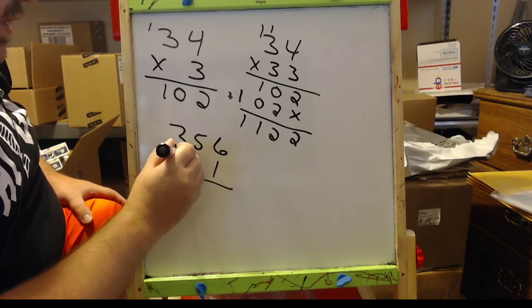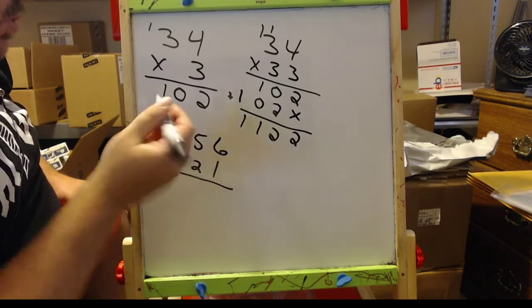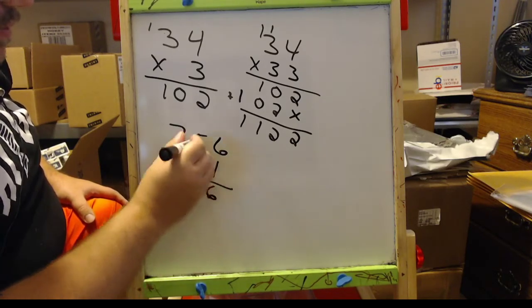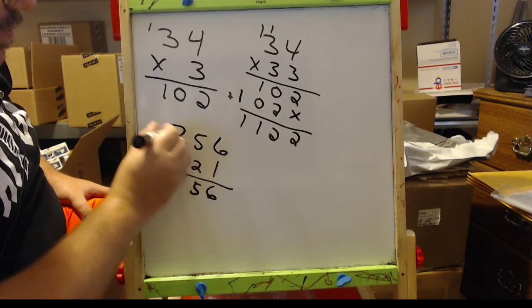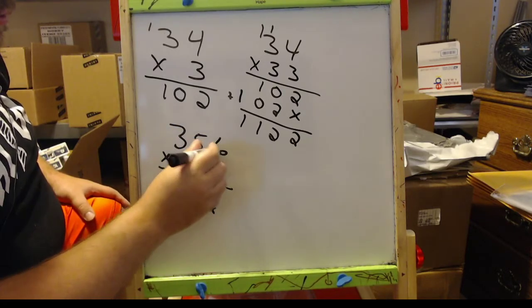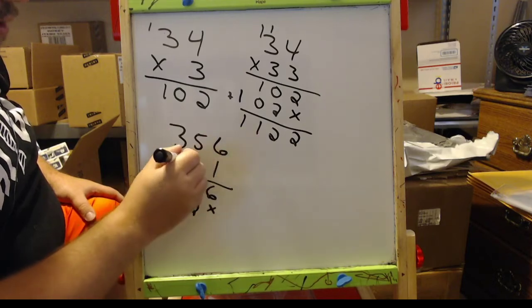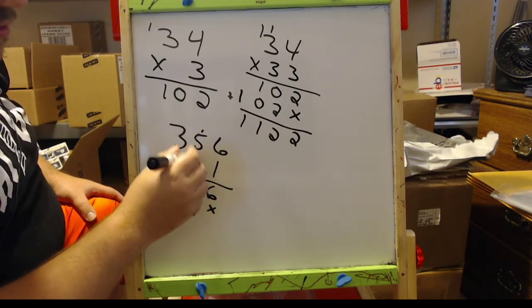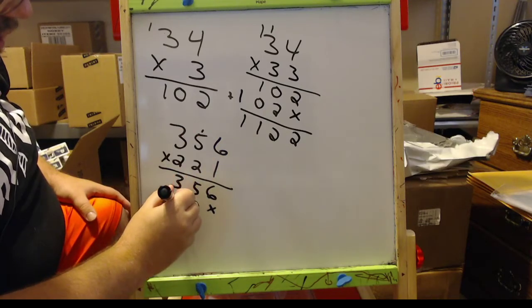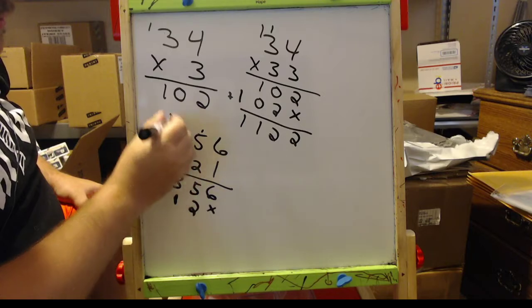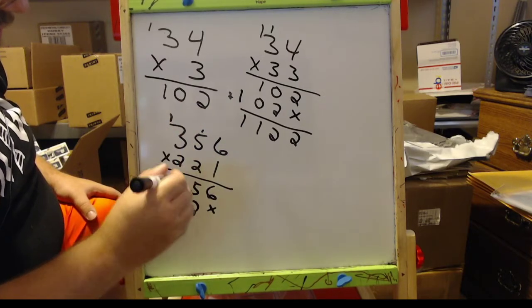If we had 3 digits, let's say it's 356 times 221. All right. We'd go 1 times 6 is 6. 1 times 5 is 5. 1 times 3 is 3. Put a placeholder. 2 times 6 is 12. Carry the 1. 2 times 5 is 10, plus 1 is 11. Carry the 1. 2 times 3 is 6, plus the 1. We have a 7 there.